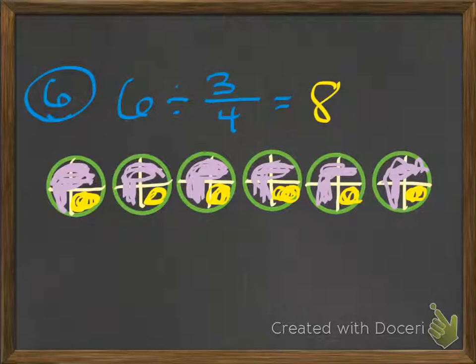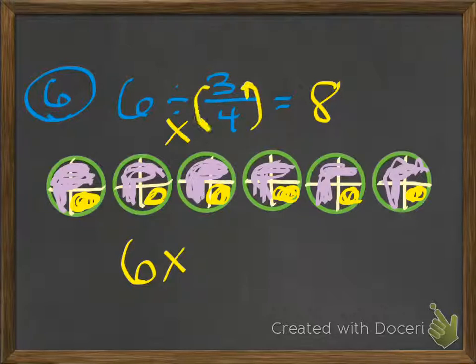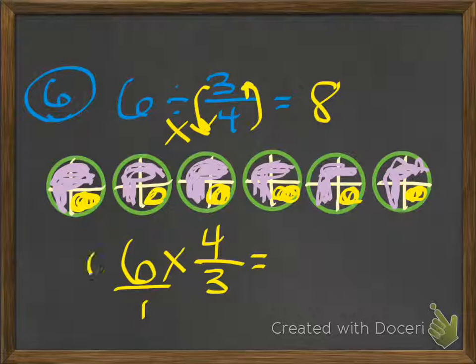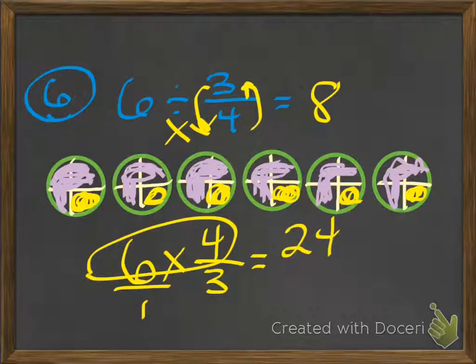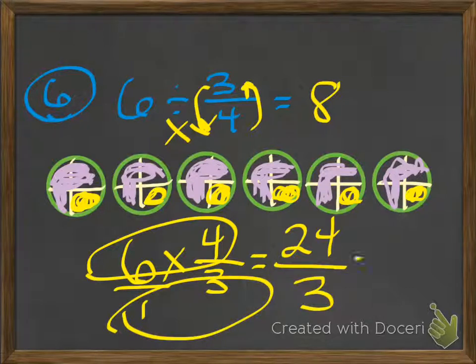Now let's do the math. 6, and I'm going to change that to multiplication, times. I'm going to find the inverse, or the reciprocal, 4 over 3, and then I can multiply. Let me put that 6 over 1, multiply numerators. 6 times 4 is 24. And multiply the denominators. 1 times 3 is 3. So that's 24 divided by 3, which equals 8.